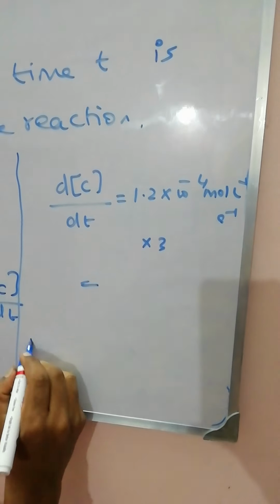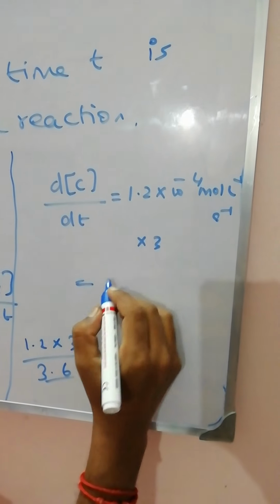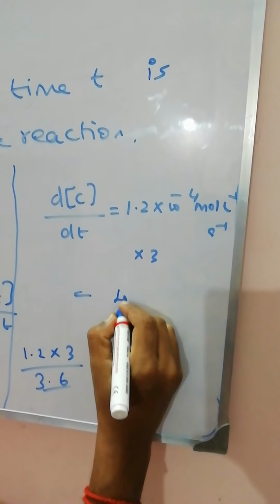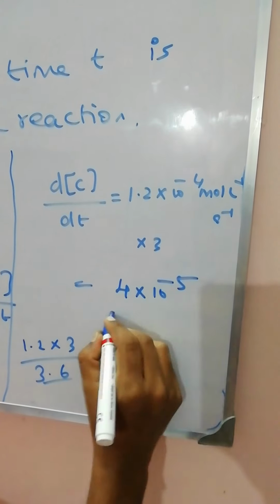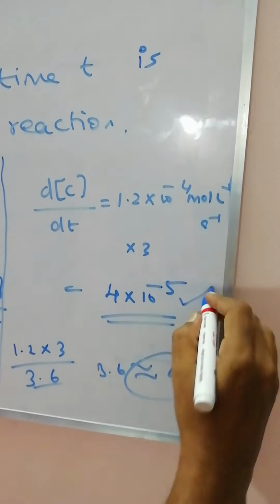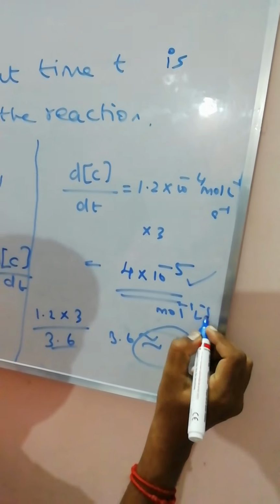The answer is 1.2 into 3 into 6, 3. Okay, the answer is 3.6. That is approximately equal to 4 into 10 to the power minus 5 mole per liter per second. So this is the problem.